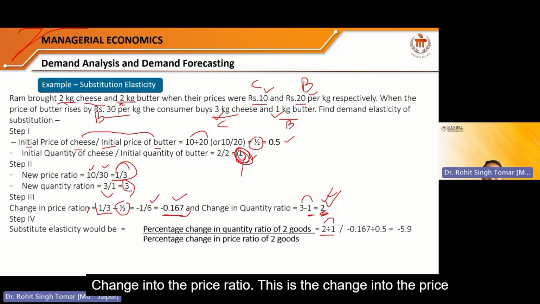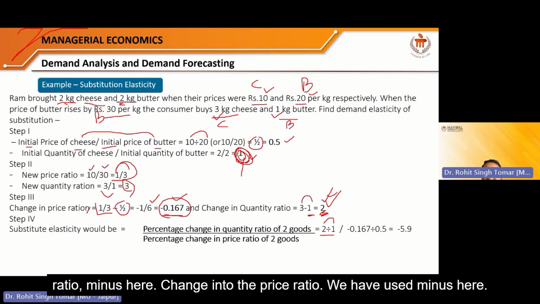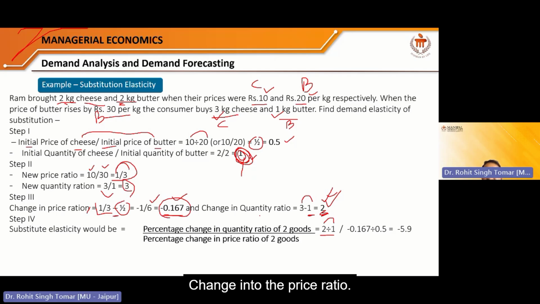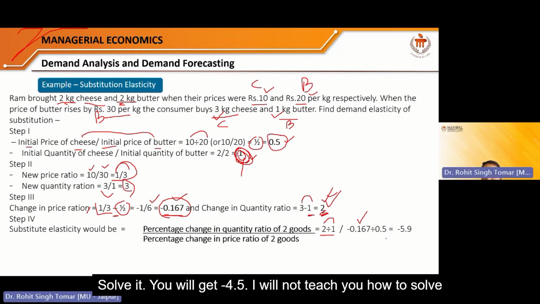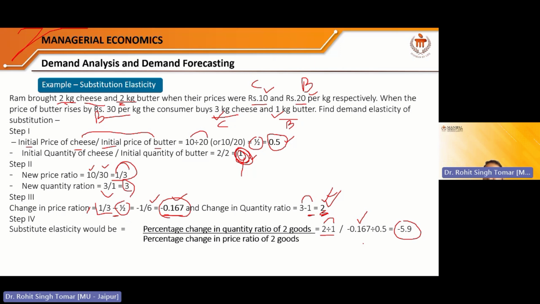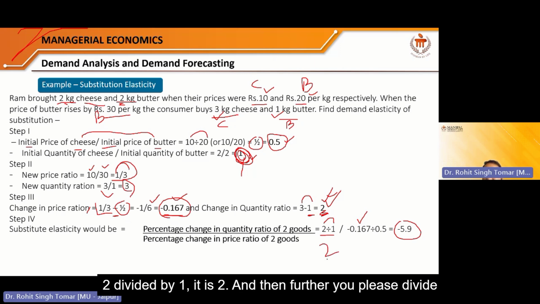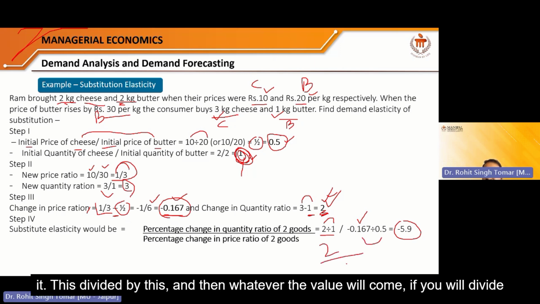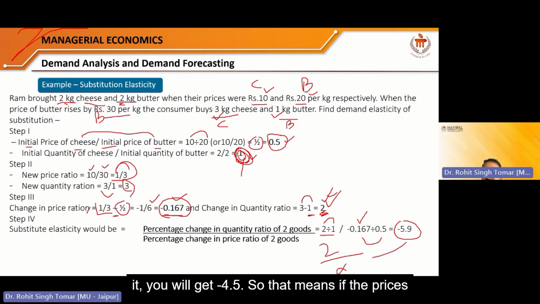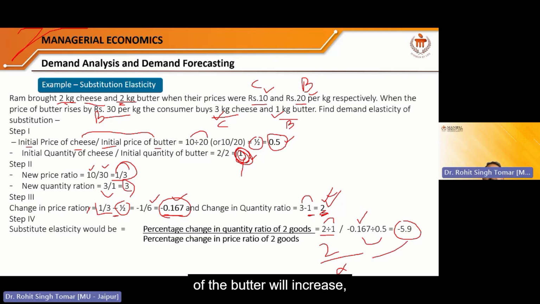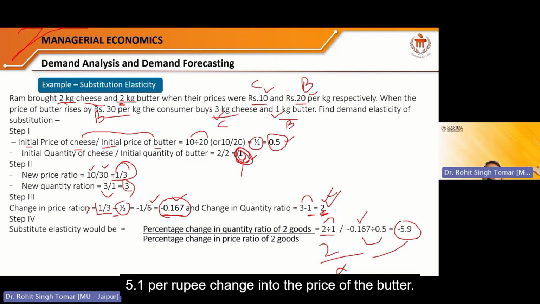Change in the price ratio. This is the change in the price ratio. We have used minus here. Divided by the initial ratio. Initial ratio was this. Solve it. You will get minus 4.5. I will not teach you how to solve it. Please solve it yourself, it is basic mathematics. Divide this by this, and whatever value comes, you will get minus 4.5. So that means if the price of the butter increases, the change in consumption will be 4.5 per rupee change in the price of the butter, right?